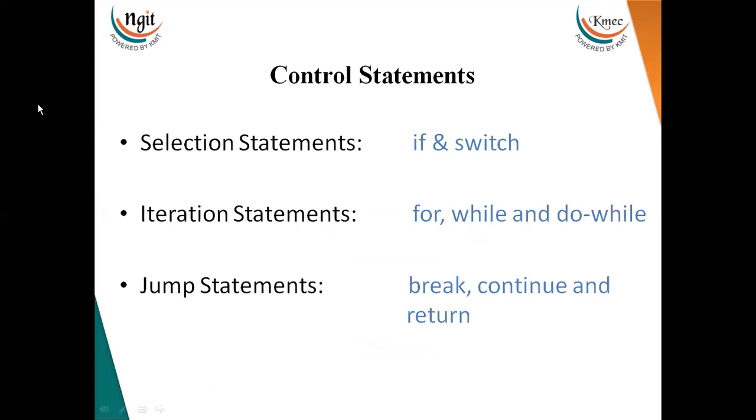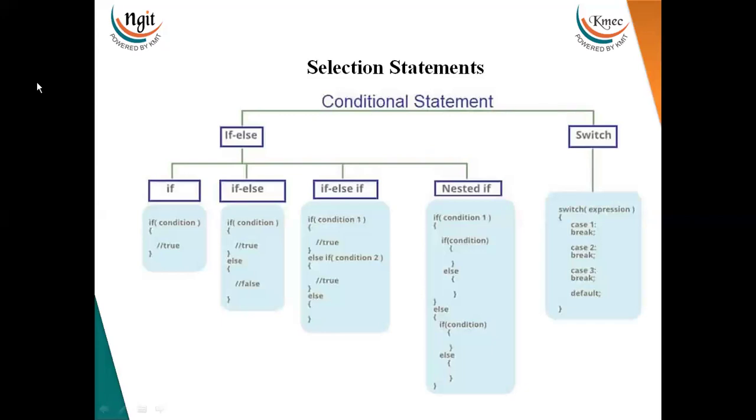Control statements. In Java, we have selection statements, iteration statements, and jumping statements. All three together we call control statements. In selection statements, we have simple if, if else, else if ladder, nested if, along with switch. By using selection statements, we check a condition, and based on the result, we perform the operation, right? We will go one by one.